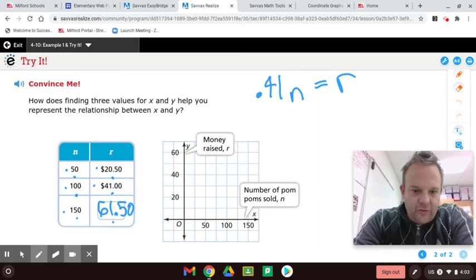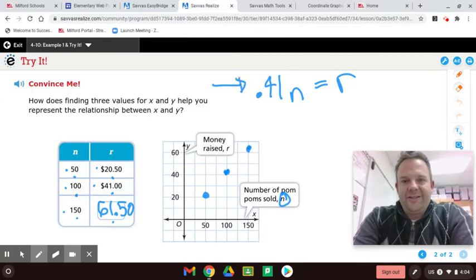Now we're going to graph this. So we go over 50, remember this is N, which is equal to X. I know that's confusing. 50 and then up $20.50 about here. Over 100 and up $41. Over 150 and up $61.50 here.